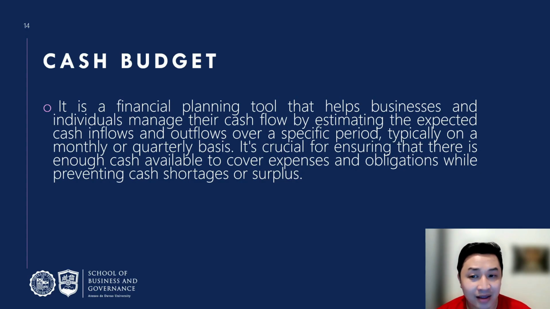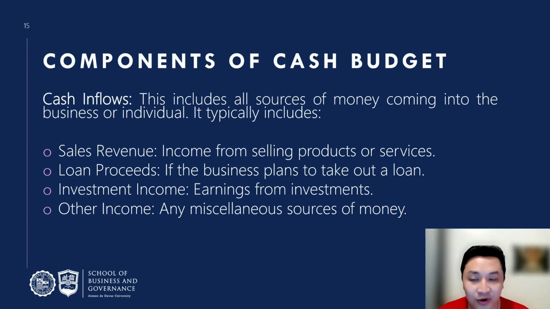A cash budget is a financial planning tool that helps businesses and individuals manage their cash flow by estimating the expected cash inflows and outflows over a specific period, typically monthly or quarterly. It's crucial for ensuring that there is enough cash available to cover expenses and obligations while preventing cash shortages or surplus. To discuss it further, here are the components of a cash budget.